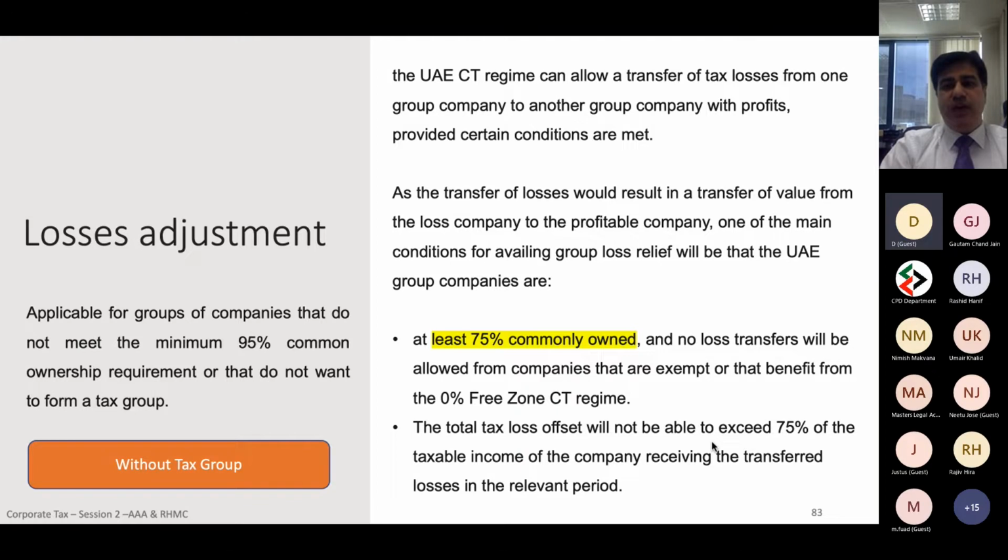As a transfer of losses would result in a transfer of value from the loss company to the profitable company, one of the main conditions of group loss relief within UAE group companies are, first, the 75% common ownership we talked about, and there should not be a company which is exempt or that benefits from 0% corporate tax. Same logic which we looked at in the group definition also. The total tax loss offset will not be allowed to exceed 75%. Same principle we looked at there. So you can adjust losses, but not beyond 75%. They made a parallel principle that a loss of a year can be transferred to another year, but subject to 75%. You cannot make a 100% loss adjustment.